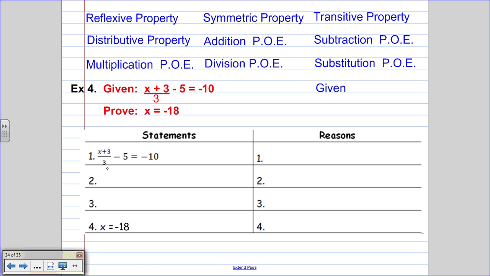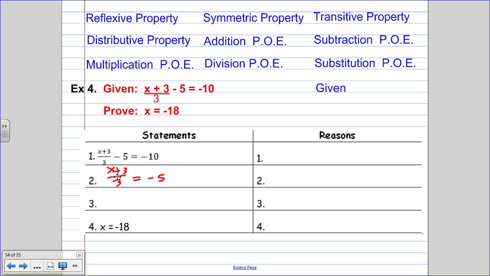So I have to first isolate that big, yucky looking fraction. So to isolate that piece, I would have to move this minus 5. How would I move minus 5? I would have to add it to both sides. So I would have x plus 3 over 3 equals negative 5. Because if I add 5 to negative 10, it would result in negative 5.